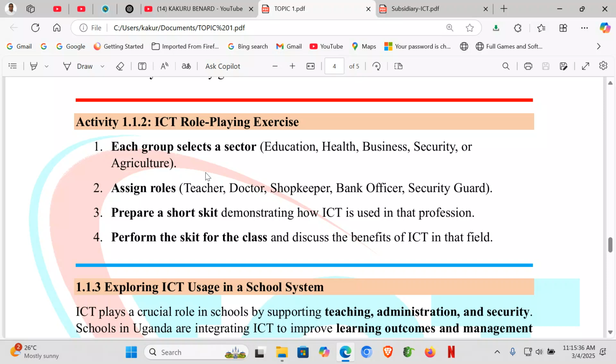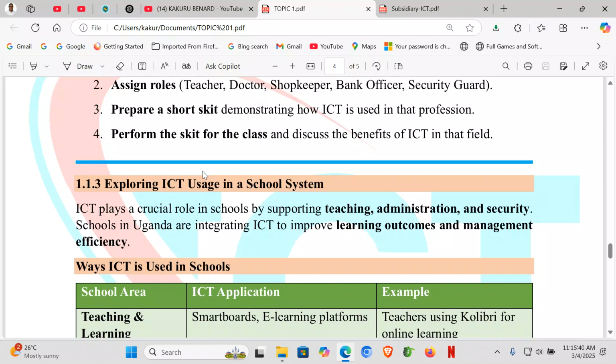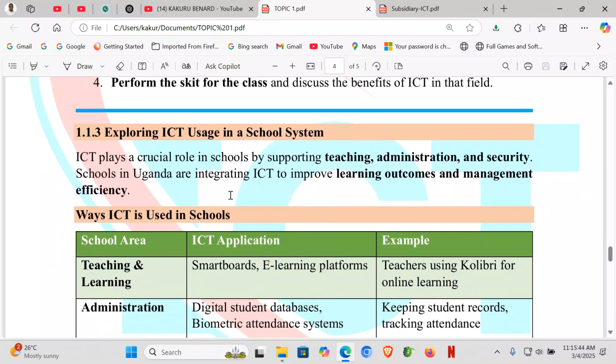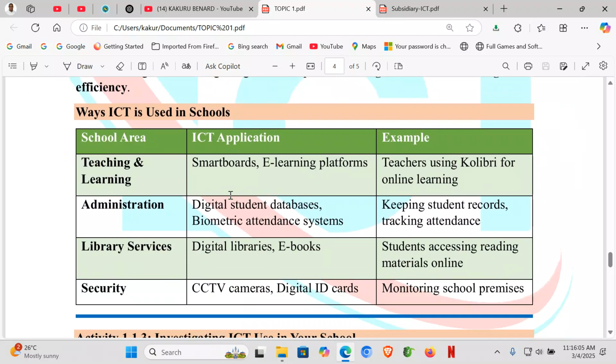Now, let's look at 1.1.3, where we are exploring ICT usage in a school system. Here, ICT plays a crucial role in schools by supporting teaching, administration, and security. Schools in Uganda are integrating ICT to improve learning outcomes and management efficiency. So, ways how ICT is used in schools.